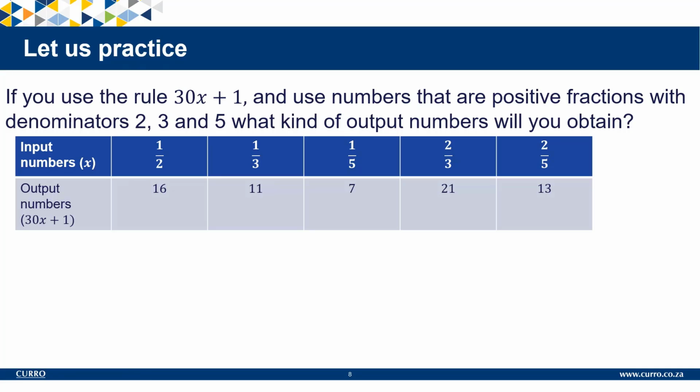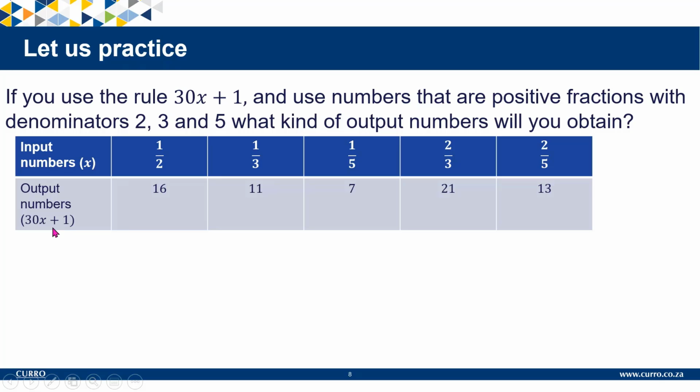Let us practice. If you use the rule 30x plus 1 and use numbers that are positive fractions with denominators 2, 3, and 5, what kind of output numbers will you obtain? So we choose the input numbers. They have to be fractions with denominators 2, 3, and 5. And now we need a rule so that we can obtain the output numbers. So the rule is 30x plus 1.